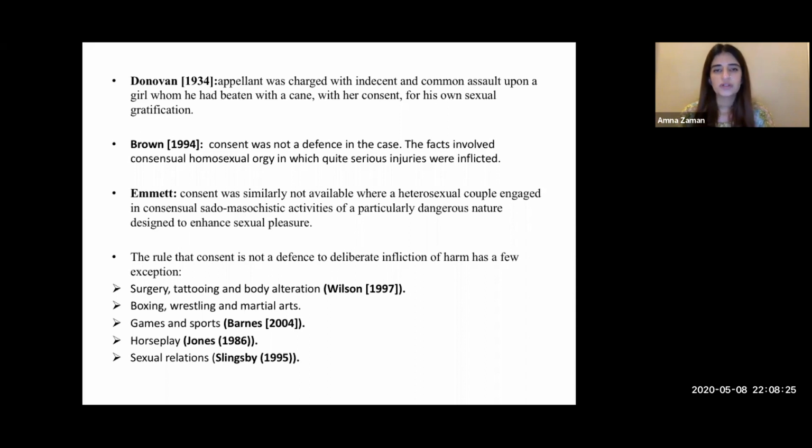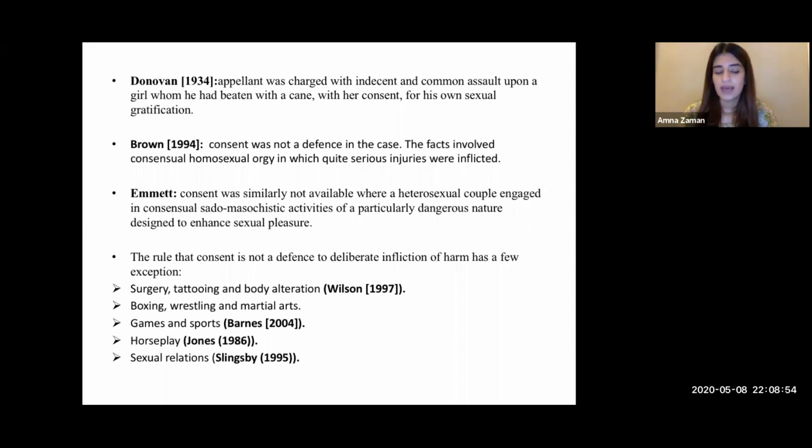Horseplay is also an exception. In Jones, the defendants were giving birthday bumps to their friend, the victim, and he suffered some really serious injuries. But because it was horseplay and it was an activity which was very normal amongst those friends, the court said that horseplay would be an exception to the rule that deliberate infliction of harm cannot be consented to.